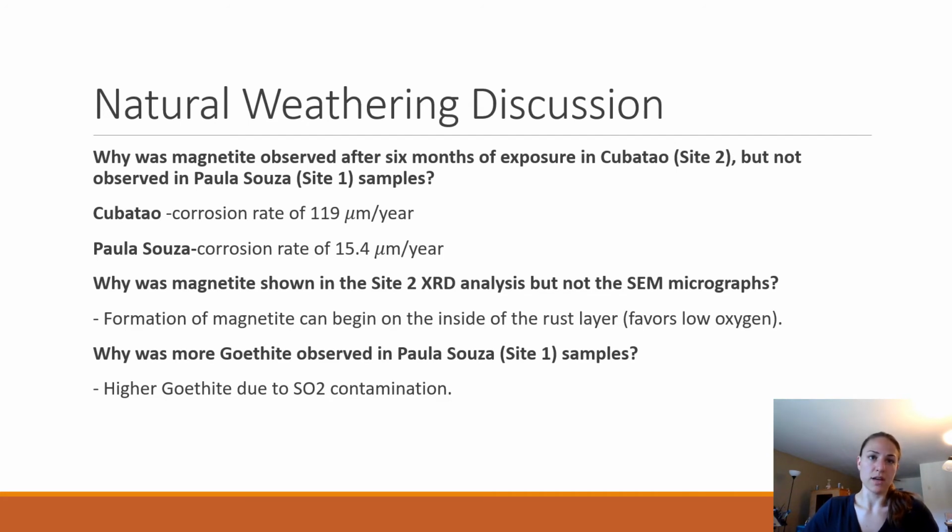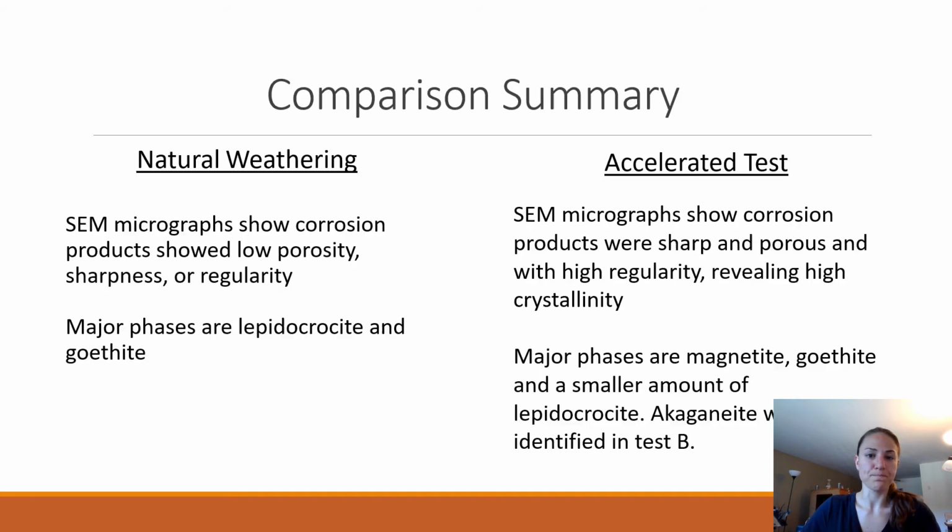Why was more goethite observed in site 1 samples? Well, higher goethite levels are due to the SO2 contamination. So again, this is our more polluted test site. So goethite's going to be favored there just due to the pollution, the SO2 contamination.